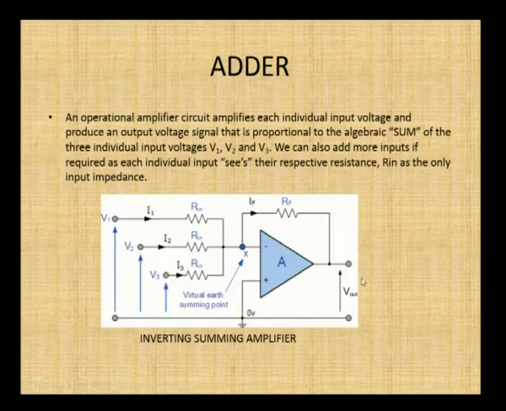This is the output of the circuit, and if we choose the values of the resistances RF and R1 to be equal, then the output will be the sum of all these voltages. We can add more number of input voltages since this point is assumed to be virtual ground, and this is all about the adder circuit, an inverting summing amplifier. It is otherwise called an inverting summing amplifier.